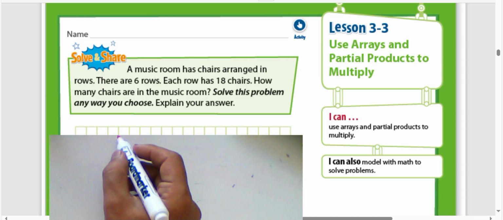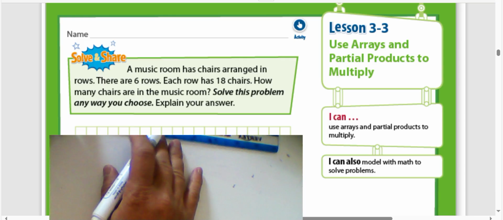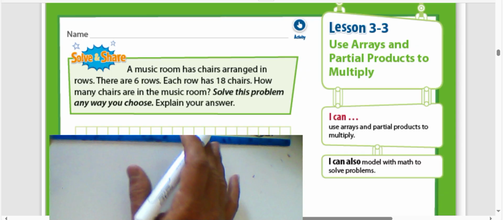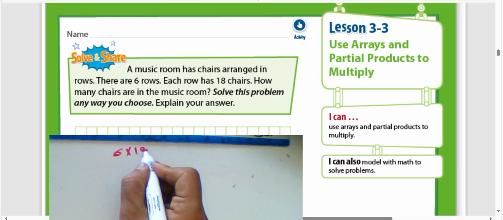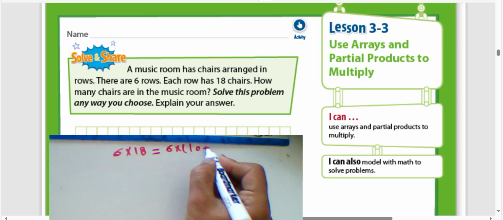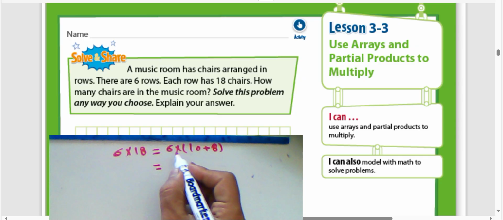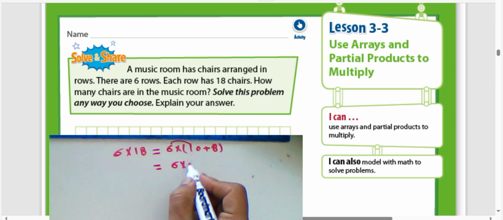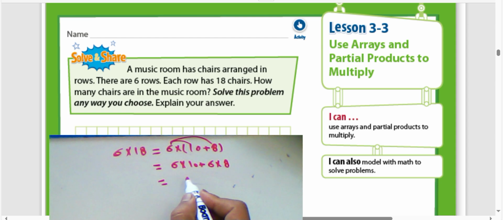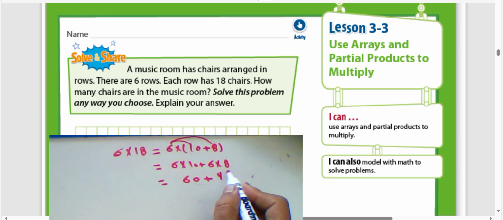Look at it with me. 6 times 18. We can use the distributive property. 6 times 18 equals 6 times 10 plus 8, and then 6 times 10 plus 6 times 8. 6 times 10 equals 60 and 6 times 8 equals 48. Then you can add together: 8 plus 0 equals 8 and 4 plus 6 equals 10. The result will be 108.